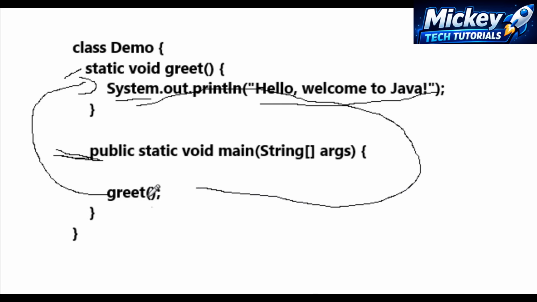Again, if you want to print hello, welcome to Java, you call the greet method again. Again control goes to the greet method, performs the operation, prints the output, and comes back. If you want it 100 times, you have to call it 100 times. The same operation will be done and it will give 100 outputs. This is a method.